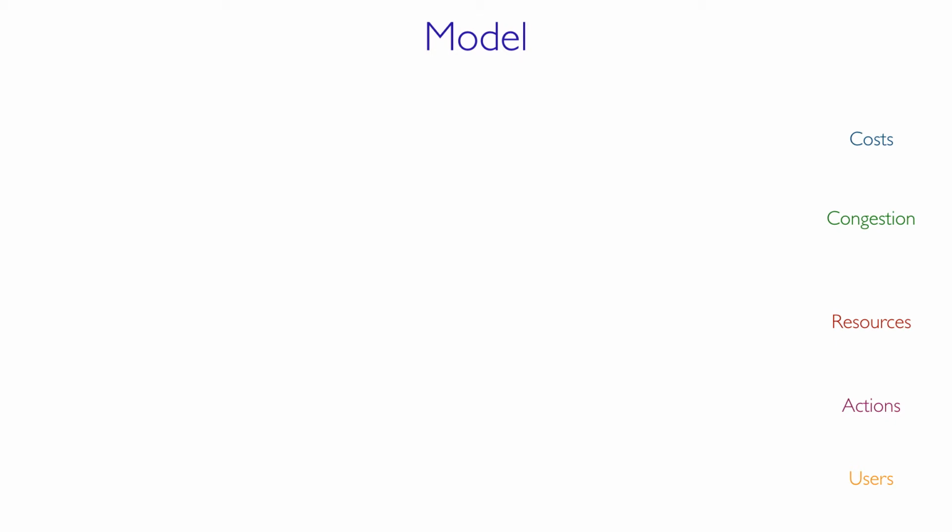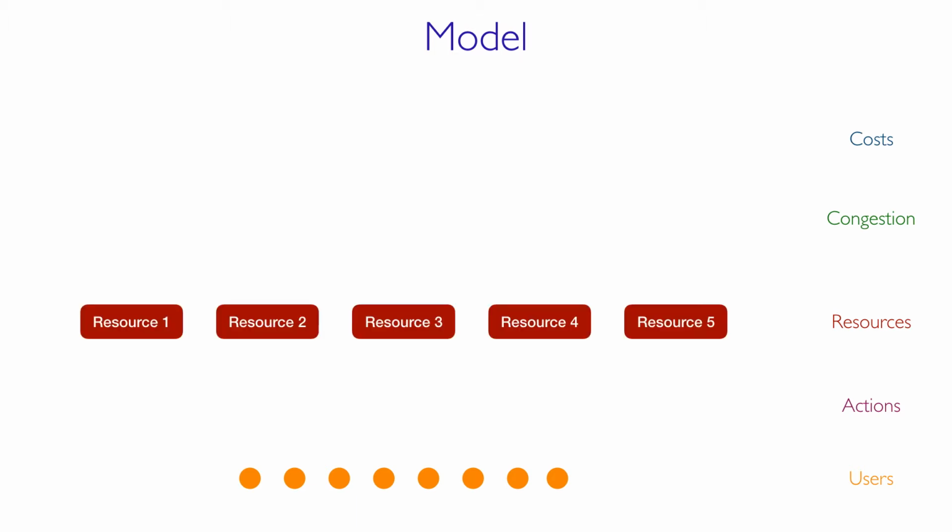The model of a congestion game is composed of some elements. At first, we have users that are the players. Then we have resources. Every user can use the resources. The specific subset of resources a user can use depends on the actions she chooses. An action is a subset of resources.